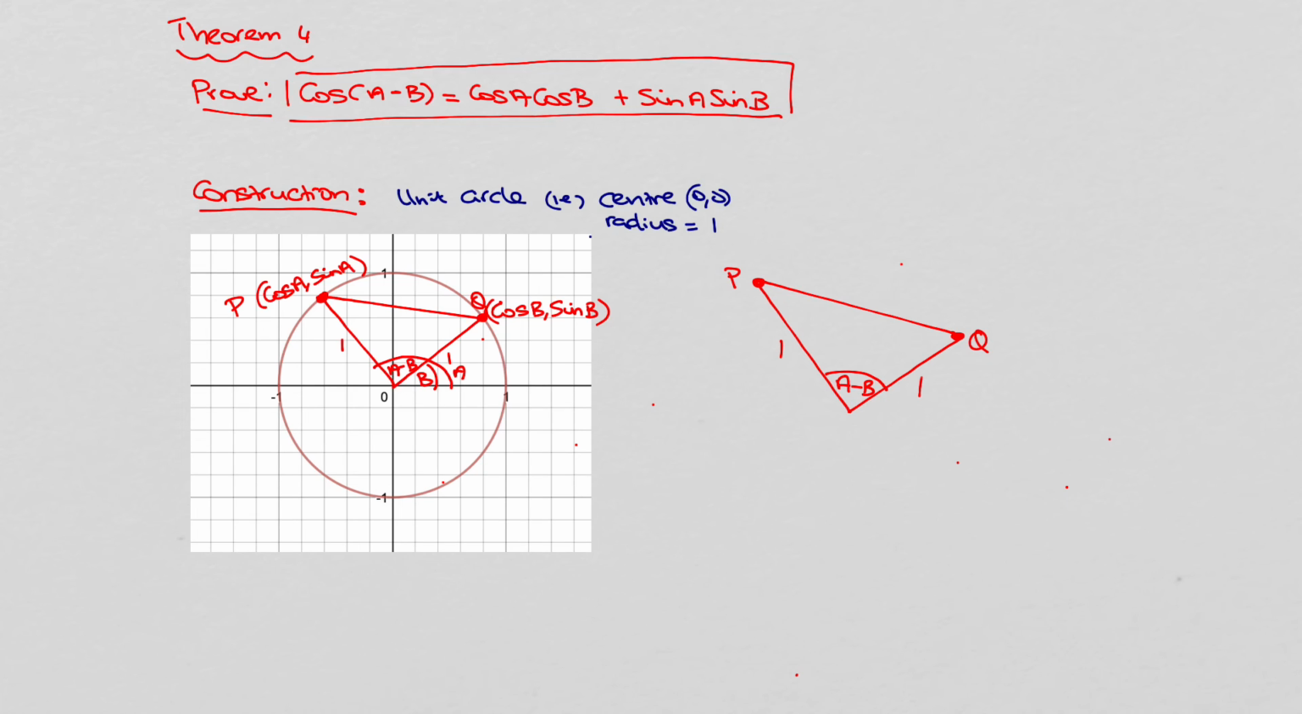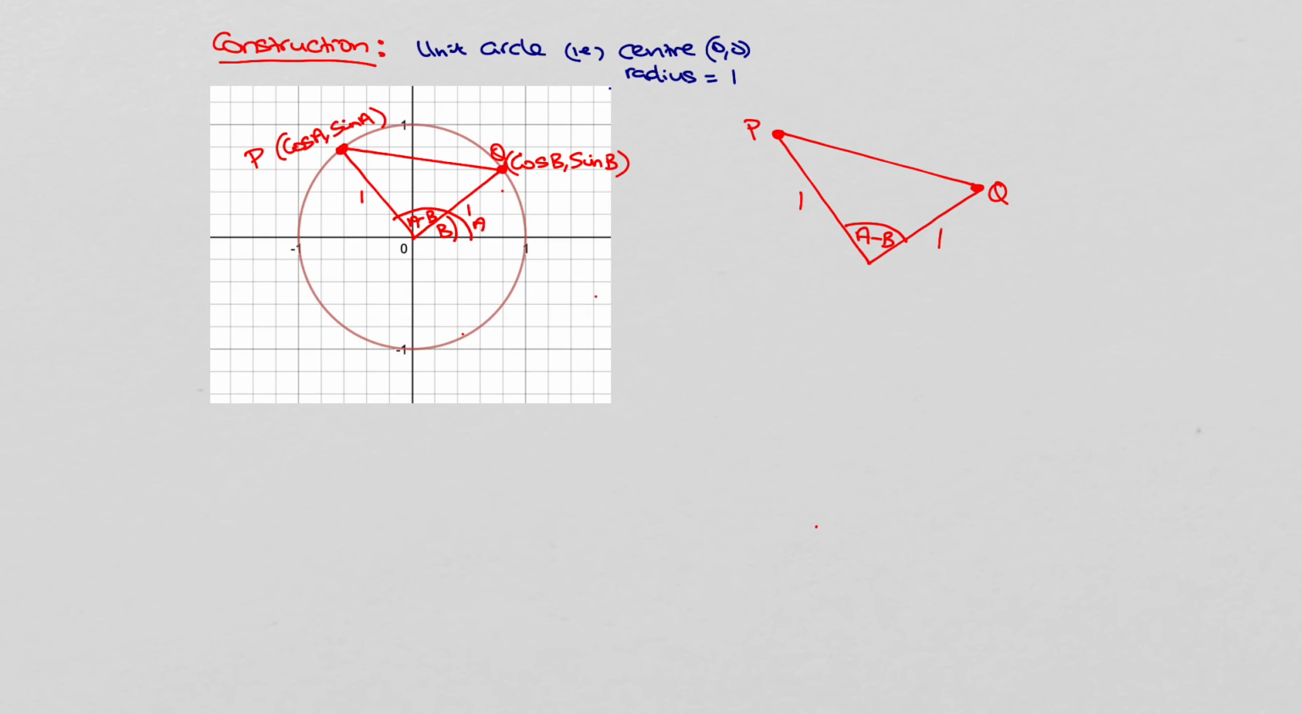Okay, so now I've got my construction done. What we're going to do is we're now going to try and prove that cos of A minus B is equal to cos A cos B plus sine A sine B. And to do that, we're going to get the length of the side PQ in 2 different ways. So we're going to use the distance formula first.